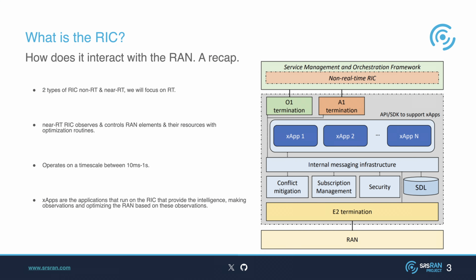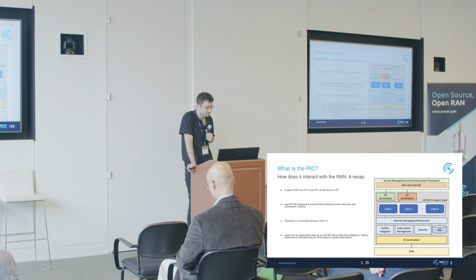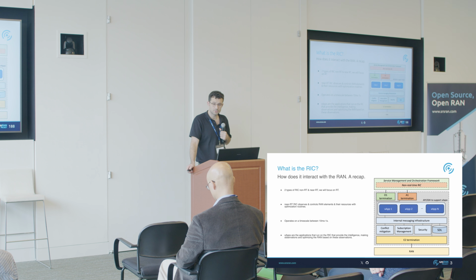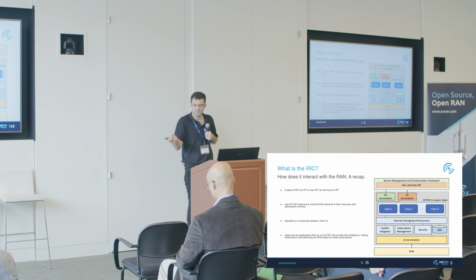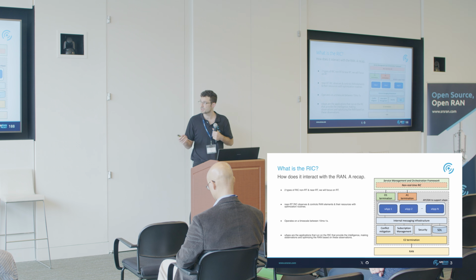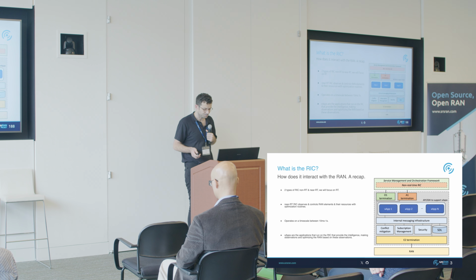So what is the RIC and how does it interact with the RAN? The RIC is basically a network component that can perform monitoring and control procedures across a network, to put it simply. It can do anything from as simple as pull a CQI measurement from a single UE and a single DU to performing load balancing across an entire network.